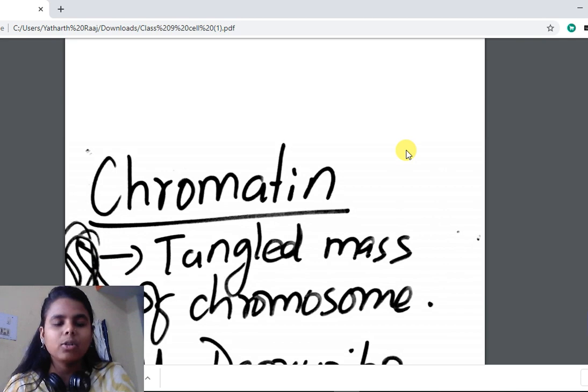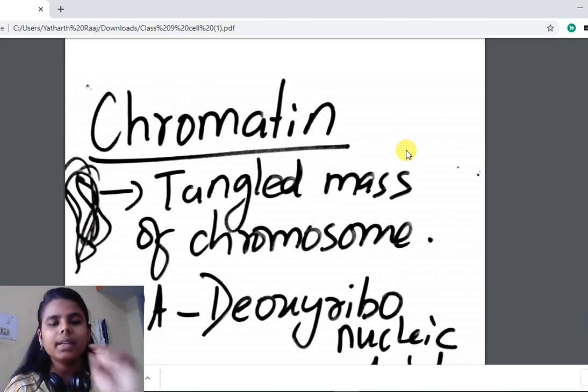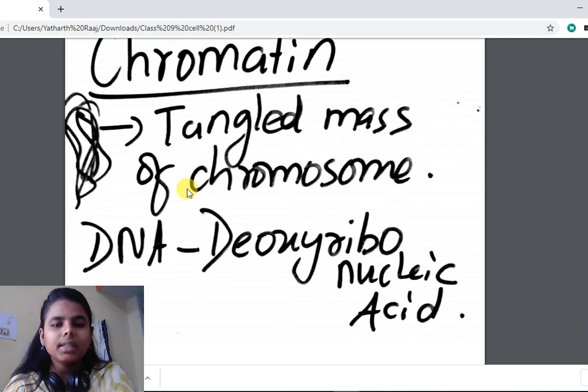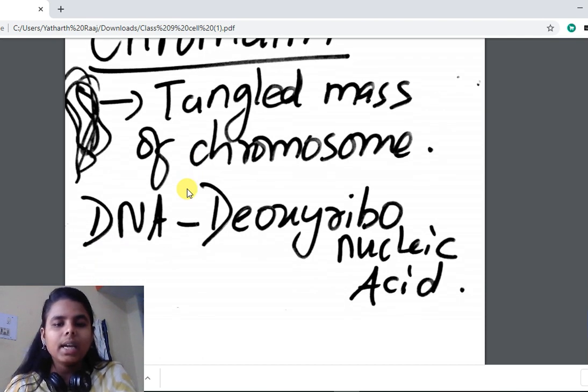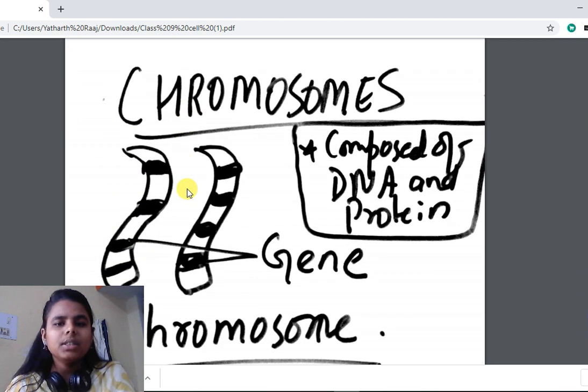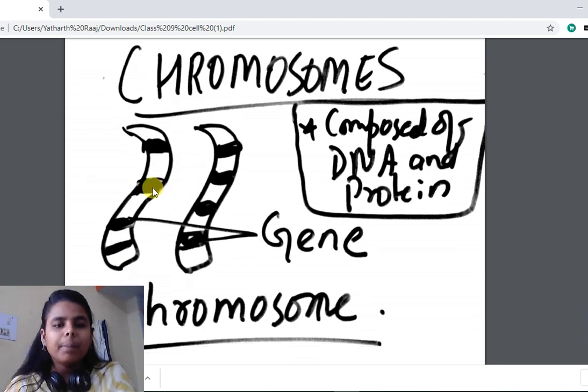Now chromatin. Chromatin is the tangled mass of chromosome, thread-like structure. Before becoming chromosomes, they are known as chromatin when they are tangled. Tangled means उलझा हुआ. The tangled mass of chromosome is called chromatin. It contains DNA, deoxyribonucleic acid. So what is a chromosome? A chromosome is the genetic material which is composed of DNA and protein. The patches on the chromosome are called genes. They determine the character of an organism, the traits of the organism.